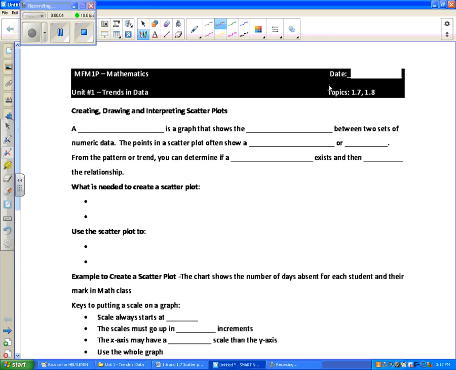We're looking at topics 1.7 and 1.8 as we still look at data and looking at graphs. We're looking at how we can create, draw, and interpret scatter plots. But we first of all need to know what a scatter plot is. So a scatter plot is a graph that shows the relationship between two sets of numeric data. So how does one affect the other?